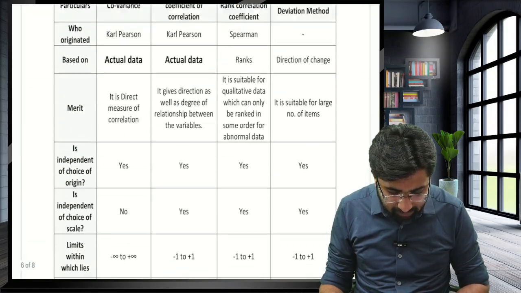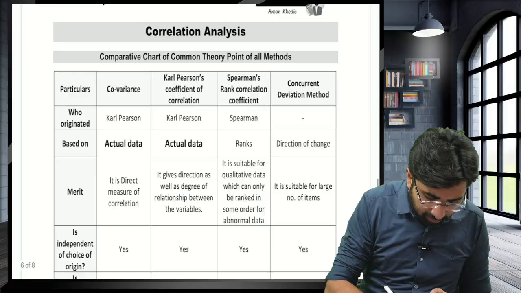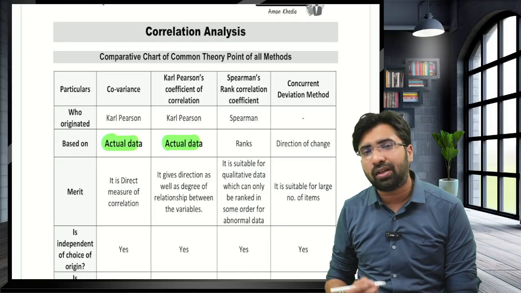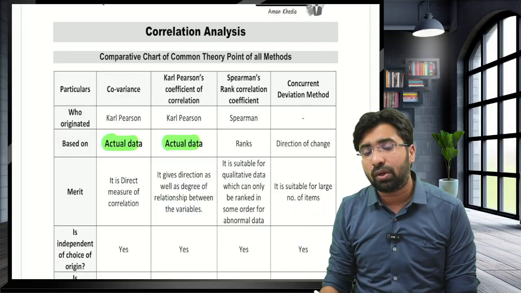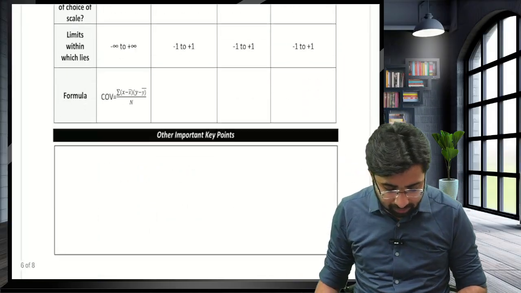See here, correlation, you can just go with this. They will never ask a theory question on it. These are the only two formulas which are based on actual observations: one is the covariance and the other is Karl Pearson. That's why Karl Pearson is known as the best measure. The rest, no formula is based on the actual observations. So you can just read it once.